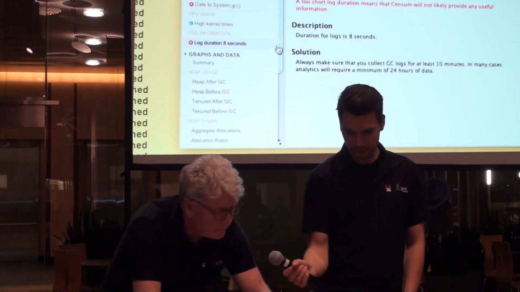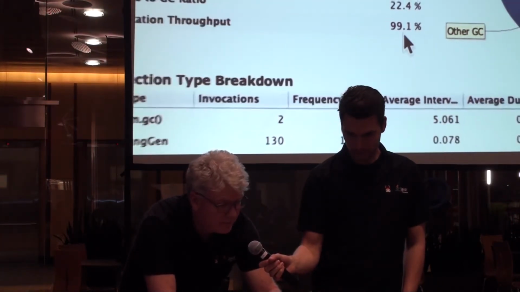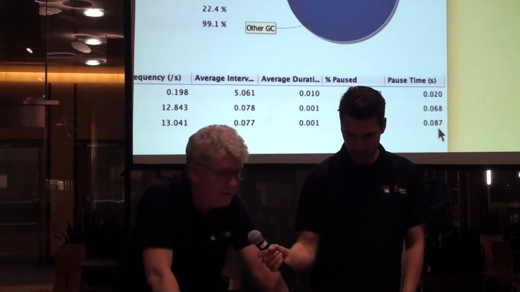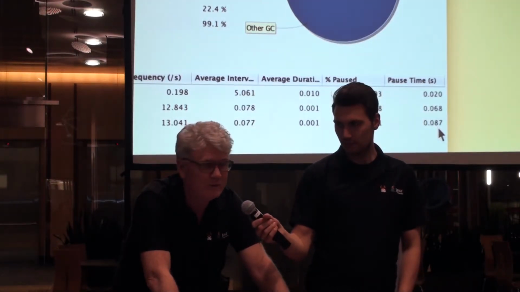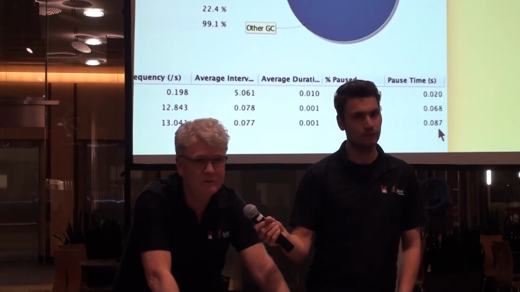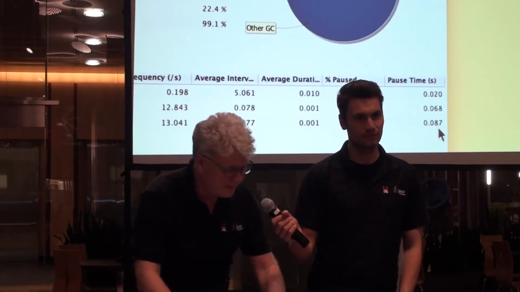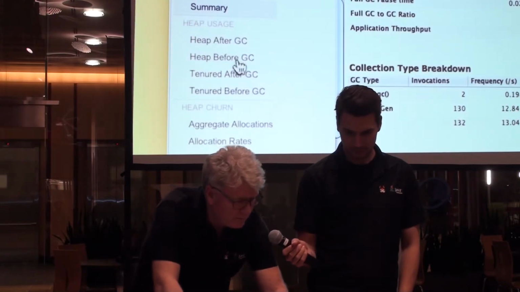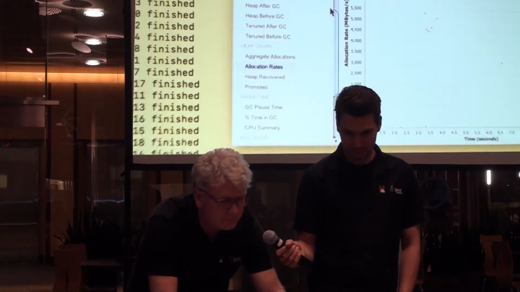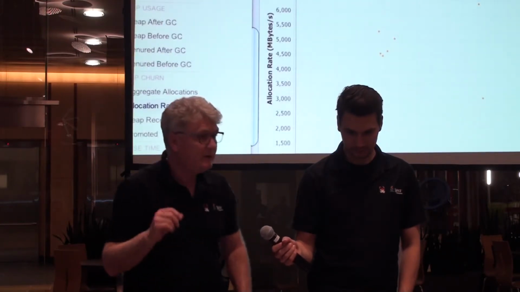Okay, cool. So, let's see. Summary, application throughput, 99.1%. Our total pause time is 87 milliseconds. So 6.9 seconds minus 87 milliseconds is still greater than 3, right? So even if you get rid of all garbage collection, you'd still have an issue. Okay, so this doesn't look like it's going to turn up very much. Let's look at allocation rates. And our allocation rates here are about 8 gigabytes per second.